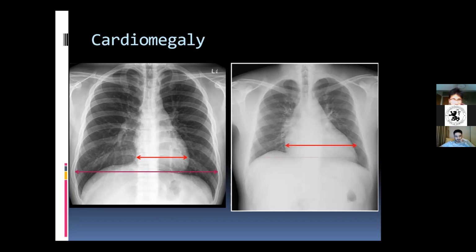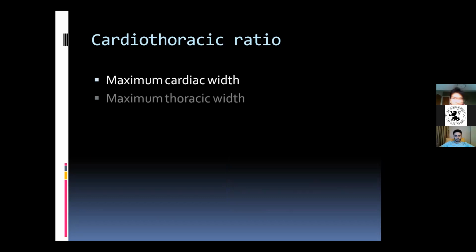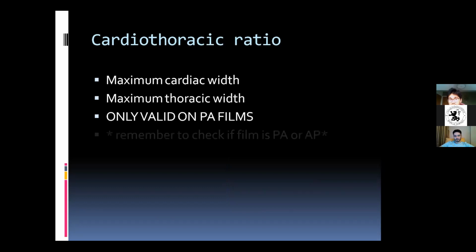In the first one, we can confidently say it's probably about 40%, so we don't have to worry about anything. But as I mentioned, it's an AP view, so we don't generally do that. The second one is where we do it, and it is definitely greater than 50%. So we can confidently say that there is an element of cardiomegaly in this case. Just a quick recap on what the cardiothoracic ratio means: it's the maximum cardiac width over the maximum thoracic width. Remember, it's only valid on PA films, and make sure that you check whether it's a PA or AP.